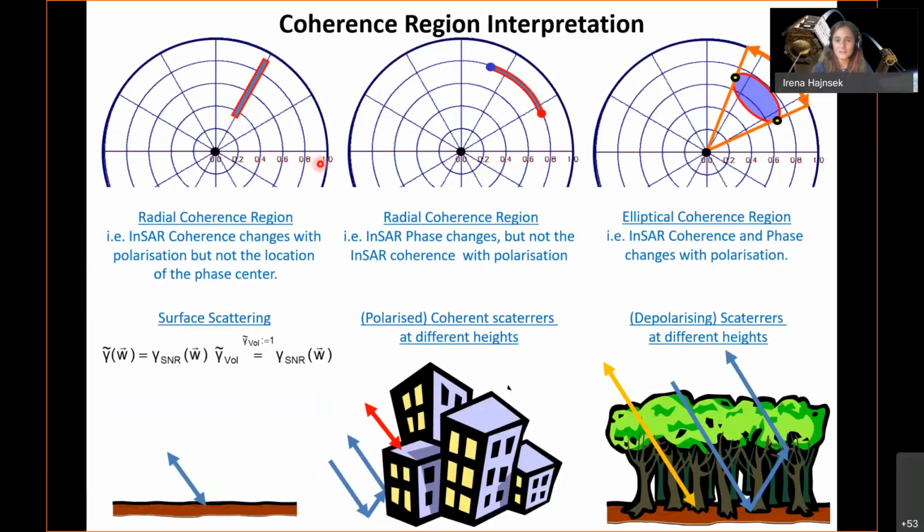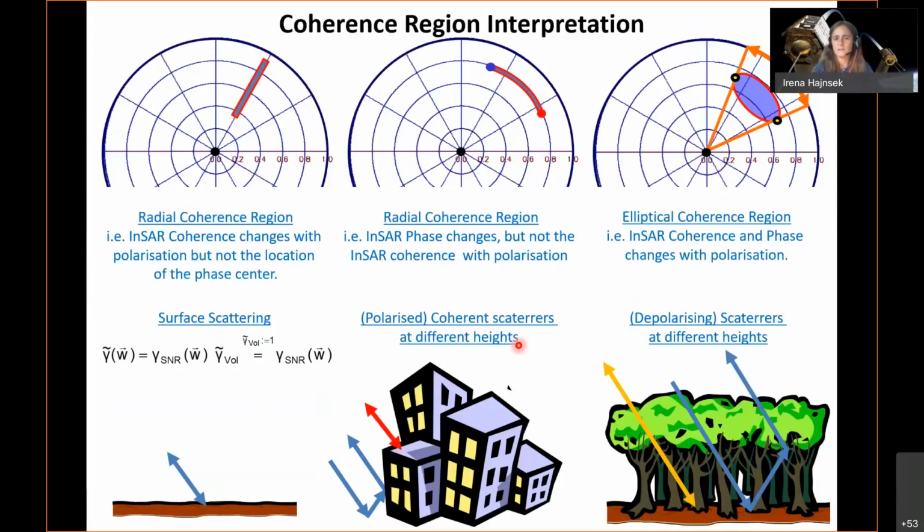We said already surface scattering normally has very high coherences, but it depends. If the surface scatterers have a very, very high roughness, then it can be somehow along this line. And also here we can get a decorrelation in the interferometric coherence. So that's also possible.